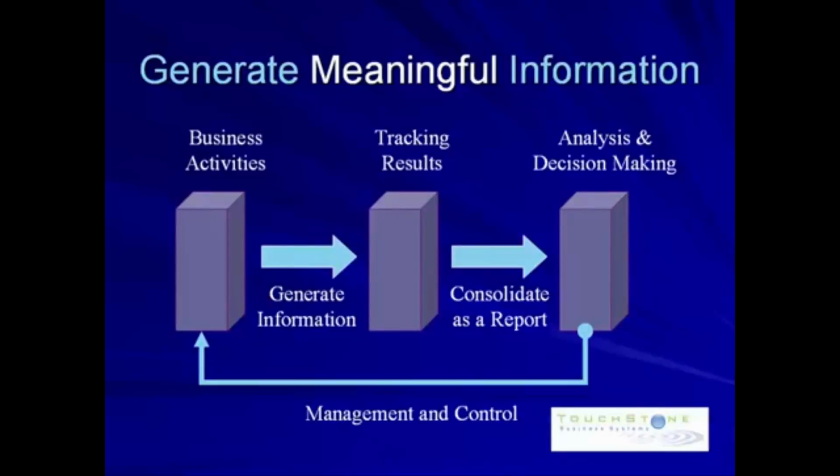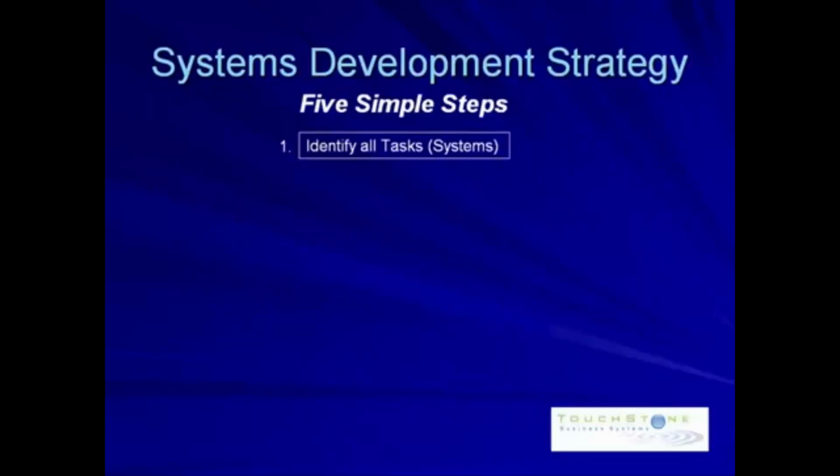So let's begin with the first thing that's missing that can help you systematize your business, a systems development strategy. There are 5 steps to creating this plan. The first step is to identify all of the tasks of your business. Don't worry about documenting these processes at this point. Your first step is simply to understand the scope of the project. What are all of the systems that need to be built?